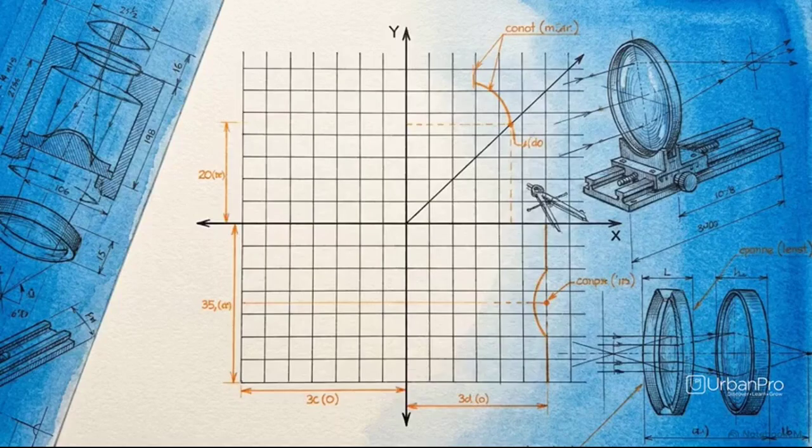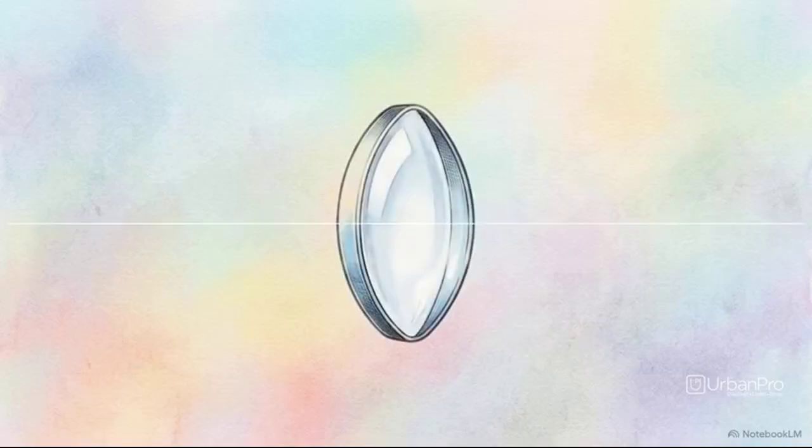That requires a rigid coordinate system. In optical engineering, this is the Cartesian sign convention. We define the pole, or the exact optical center of a surface, as the absolute zero origin. In this diagram, we see the primary rule of the convention.